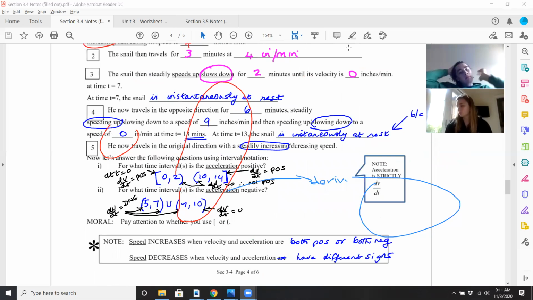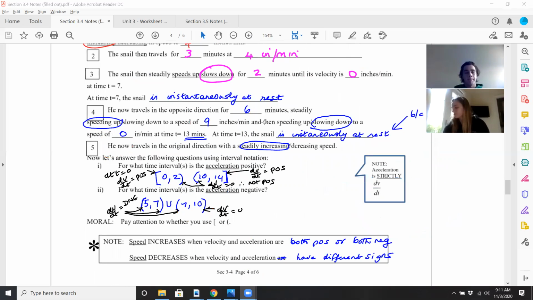Now the part that's really confusing is whether to do closed or open intervals. Now on the AP exam, they are going to ask this kind of question.